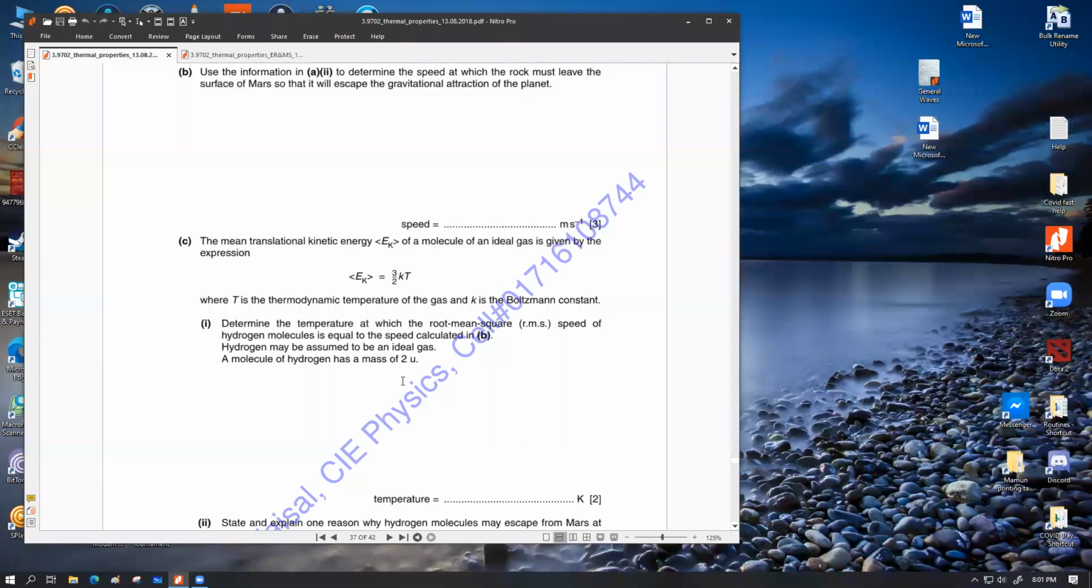A molecule of hydrogen has a mass of 2u. So this is the mass that you have. u will be given to you. You'll use this speed. So half mu squared should be equal to 3/2 kT. From that you will find the temperature value.